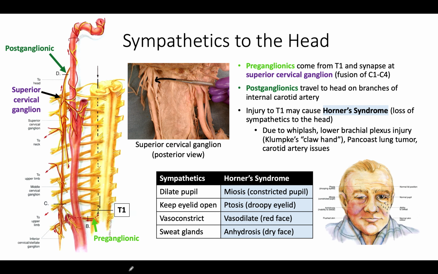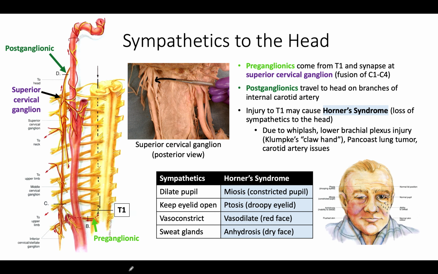Injury to T1 can cause Horner syndrome, and things that can cause this injury are like whiplash, a lower brachial plexus injury, a Pancoast lung tumor. So remember, that's a lung tumor at the apex of our lung, and then a carotid artery issue.